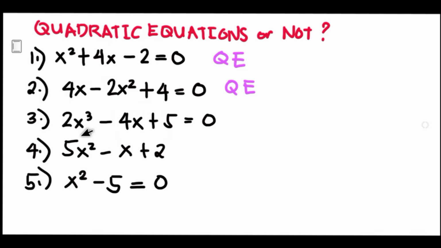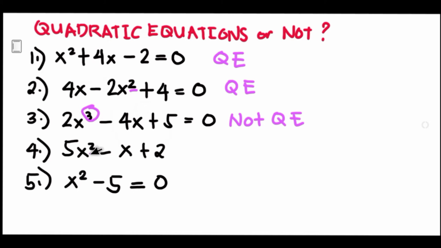Next, number 3. 2x cubed minus 4x plus 5 is equal to 0. Is this a quadratic equation? Ano po ba ang pinakamataas na exponent? X here has 3. Si x naman sa second term is 1 na ang exponent niya. So, 3 ang pinakamataas. So, therefore, this is not a quadratic equation dahil ang pinakamataas na exponent niya ay 3. Bawal, diba? Dapat 2. Like this one.